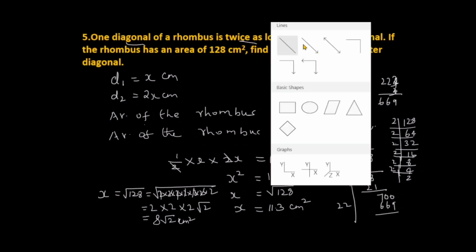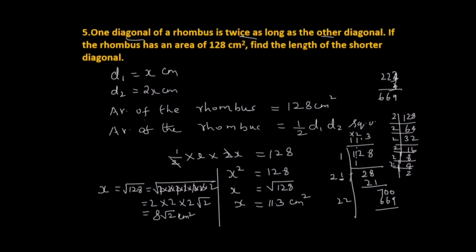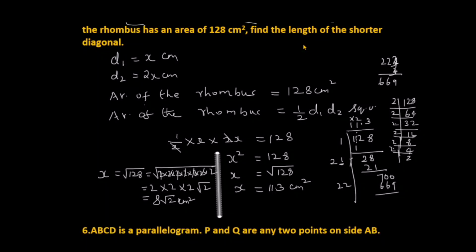You can give either in decimal or in irrational number. So both are right.